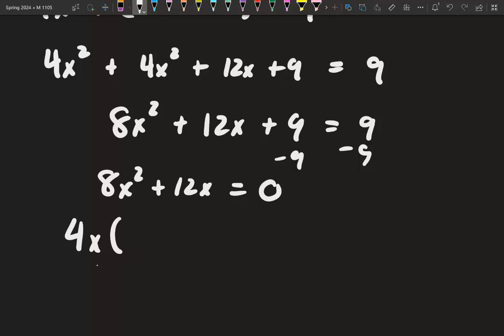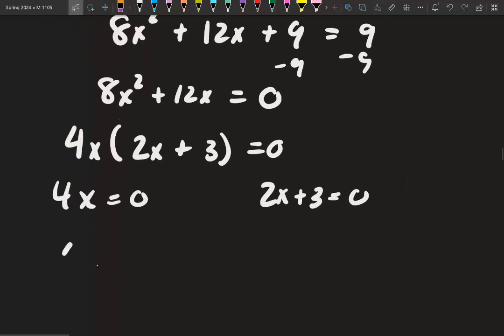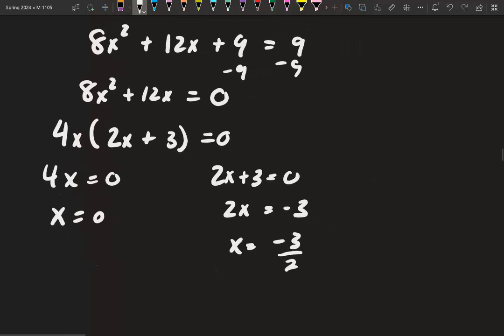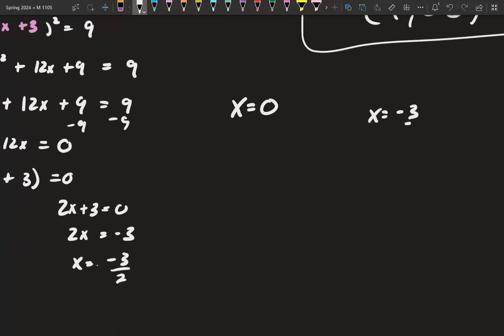So 4x out of 8x squared, we're left with 2x. 4x out of 12x, we're just left with 3. We have 4x equals 0, 2x plus 3 equals 0. So we have x equals 0. We subtract 3, so 2x equals negative 3. Divide by 2, we get negative 3 over 2. So we have two x's: x equals 0 and x equals negative 3 over 2.